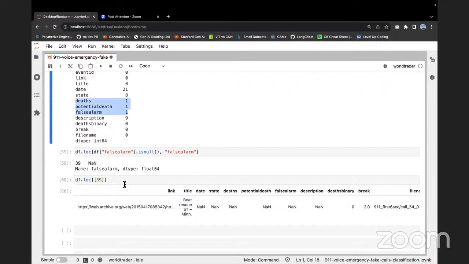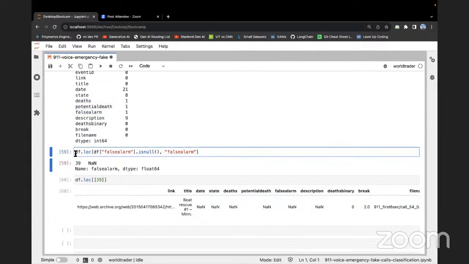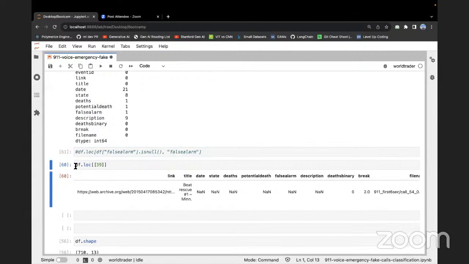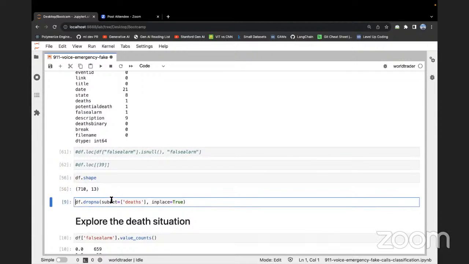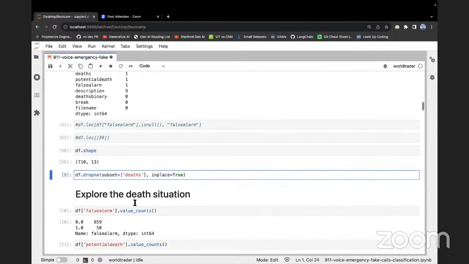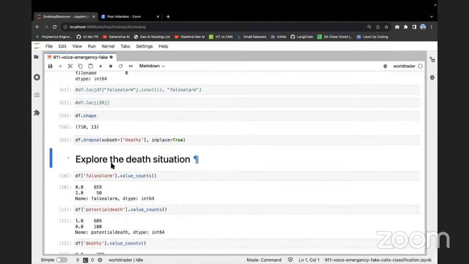Is that clear, all of you? Guys, I hope that makes sense. So this is coming from a common thing. That is why I can just simply drop this. Okay. And here I'm dropping based on the subset deaths. So based on the death column, if there is any null value, I will drop the entire row. I did that. Now, explore the death situation.